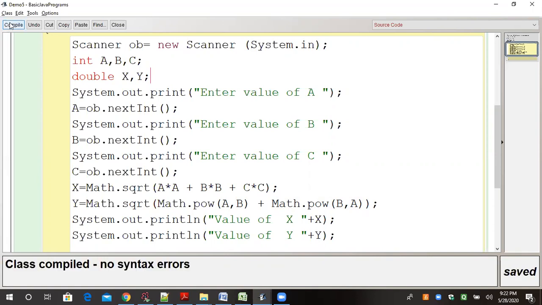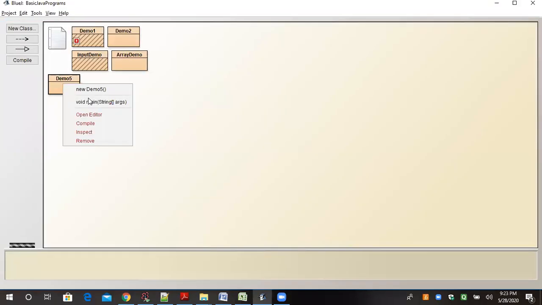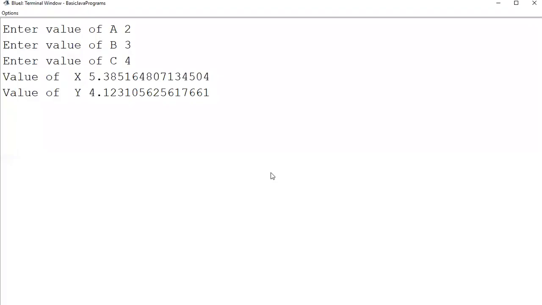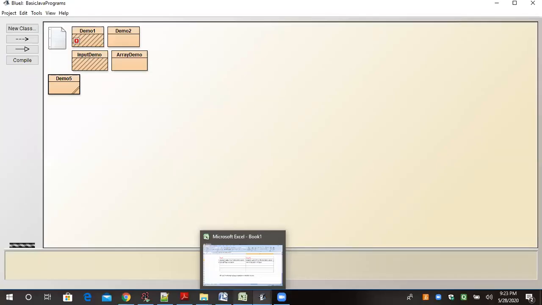Clear? Now after the compilation, can we execute this code? Yes, we can execute this code. 1 second, please. For execution point of view, I'm just clicking. I've given the values 2, 3, 4. This is basically the answer. Okay. Answer of X and answer of Y, according to the formula given in the question, and this is the formula.